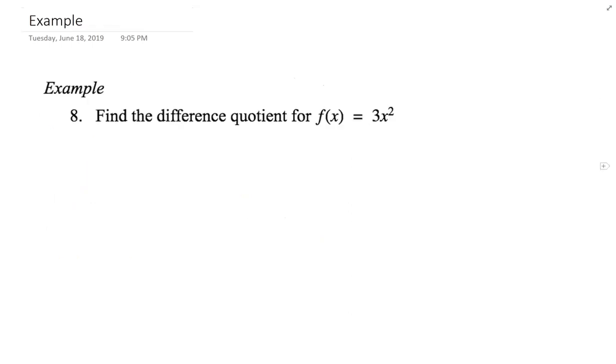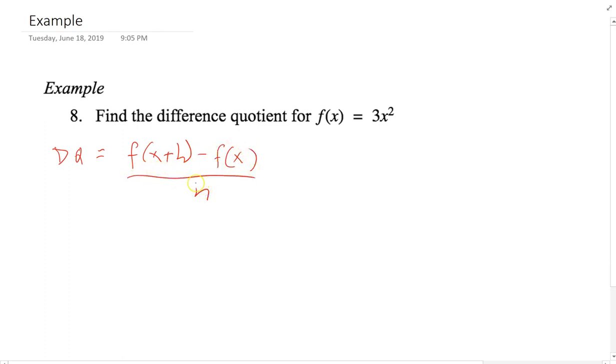Let's look at a real quick example. Find the difference quotient for f of x equals 3x squared. So difference quotient is always this formula, f of x plus h minus f of x over h. All right, so let's recall f of x was 3x squared.